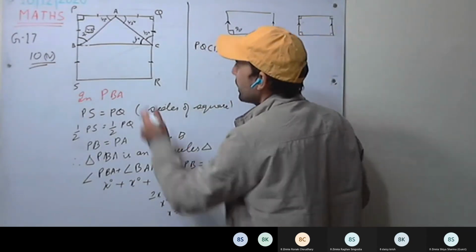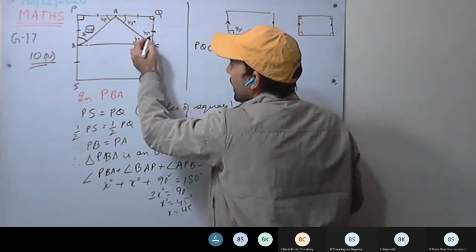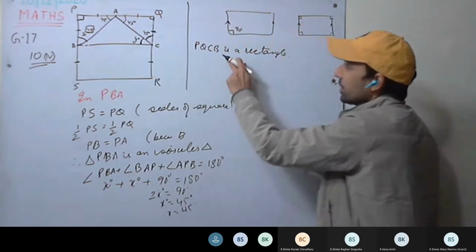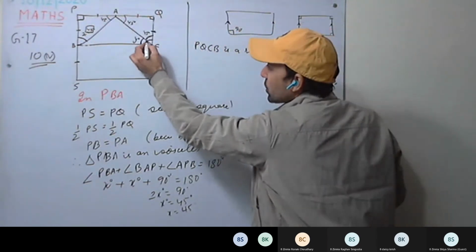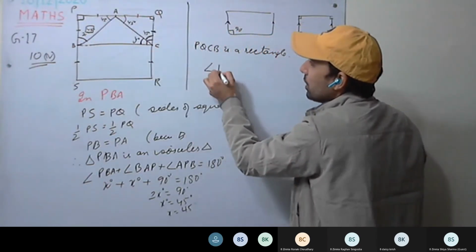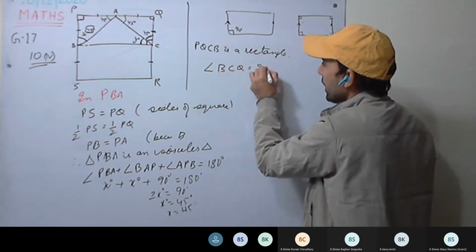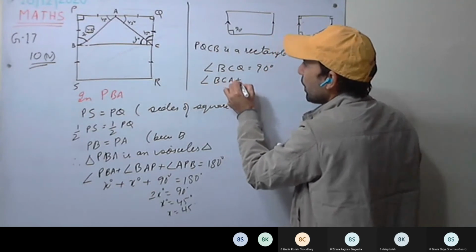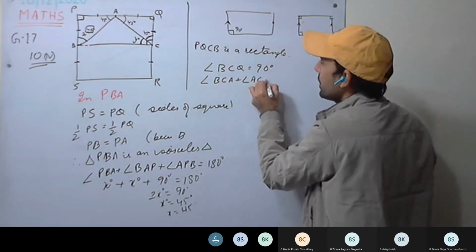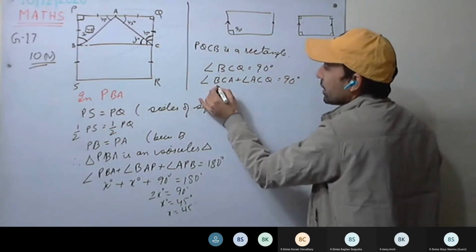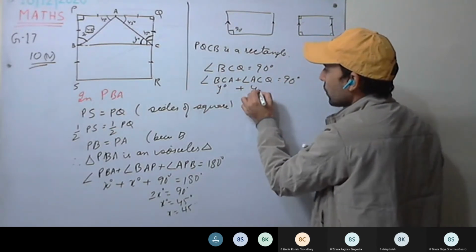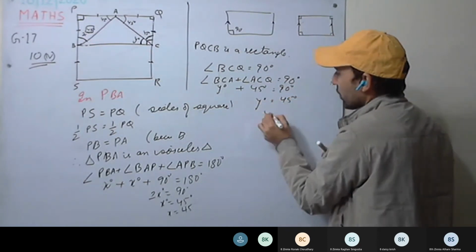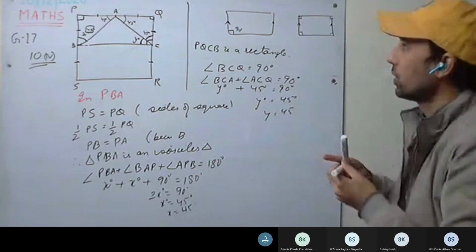So first we solve for X, then you can solve for this triangle and calculate this angle as 45 degrees. Now this is a rectangle and this angle is how much? 90 degrees. So angle BCQ equal to 90 degrees. BCQ we can write as angle BCA plus angle ACQ equal to 90 degrees. This is Y degree plus 45 degrees equal to 90 degrees. Y degree equal to 45 degrees. Y equal to 45.